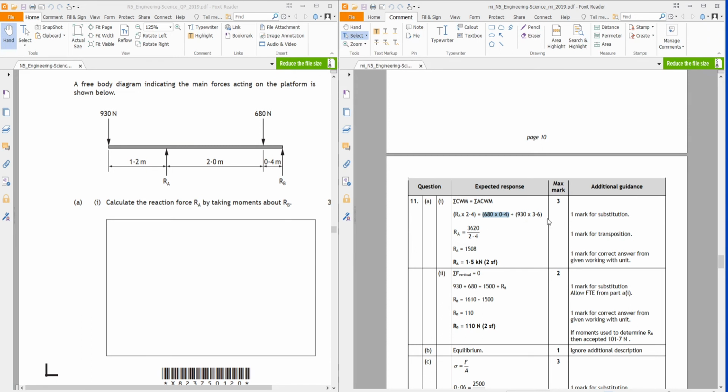Okay, they've missed out a line of working there. I would write down what that is, and then get to that stage, and we'll wind up with 1508, 1.5 kilonewtons to 2 significant figures.